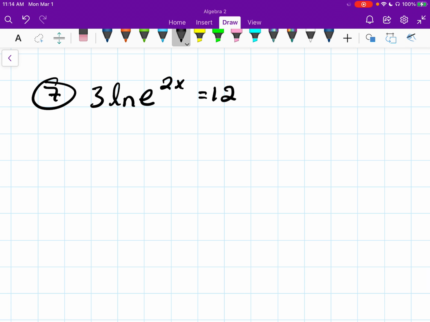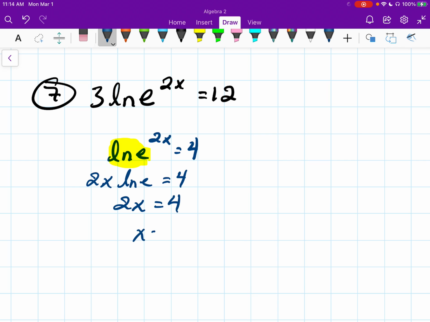Lastly, number 7. Starting off, I'm going to divide by 3 on both sides. So that'll change it to natural log of e to the 2x equals 4. Well, this natural log of e piece, we know that could be 1. We want that to be 1, but we're going to have to get rid of that exponent first. So this will be 2x natural log of e is 4. So 2x is 4, and x is 2. So that one's not too crazy at all.